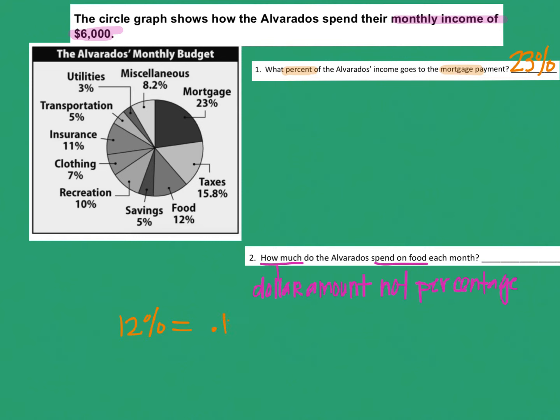When we've been working with percentages in the past, we have converted them into a decimal. I would move the decimal point back twice, so that turns into 0.12. So that is step 1. Then step 2, what I need to do is take my monthly income and multiply that by the percent for food. Their monthly income, remember, was $6,000, and now the percent as a decimal is 0.12.